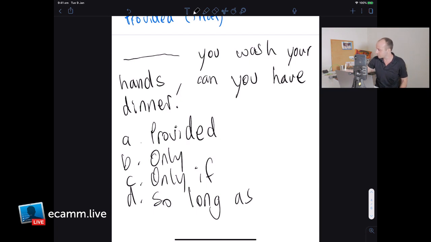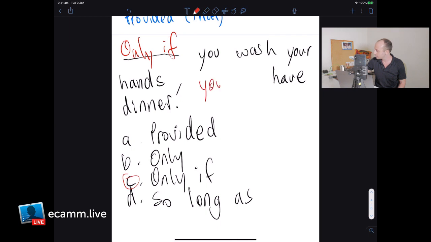The answer, of course, is C. Super simple. Only if you wash your hands can you have dinner. Cool. If I had changed that and put, let's change that bit, we'll take this out as well. If I changed it and put like the gap, you wash your hands, you can have dinner, I would have to change that too. Let's take that out.